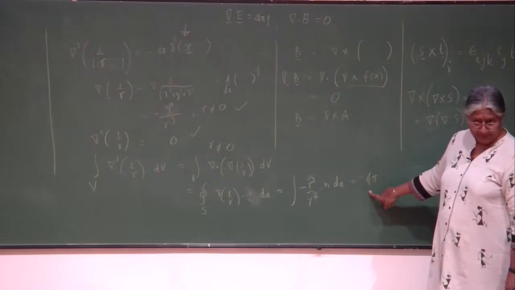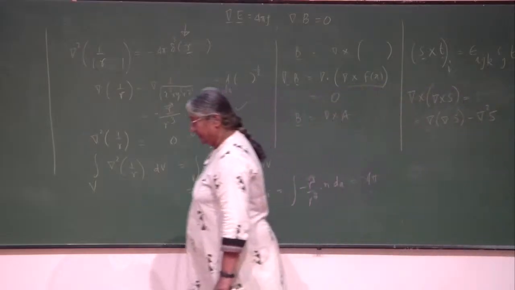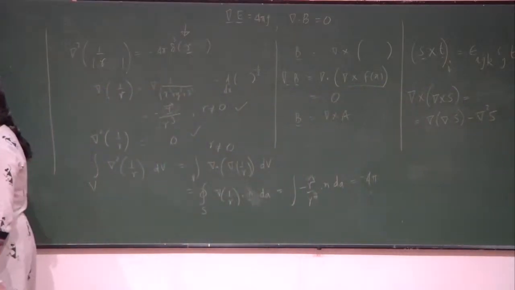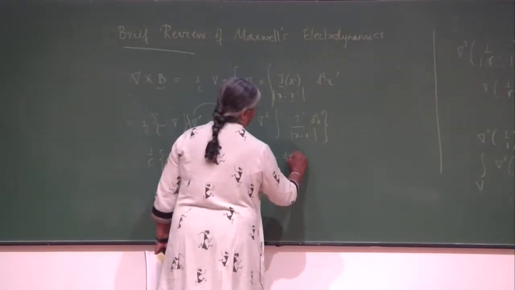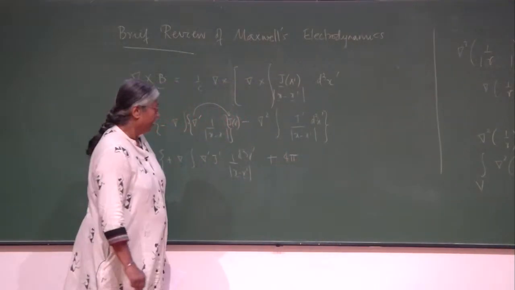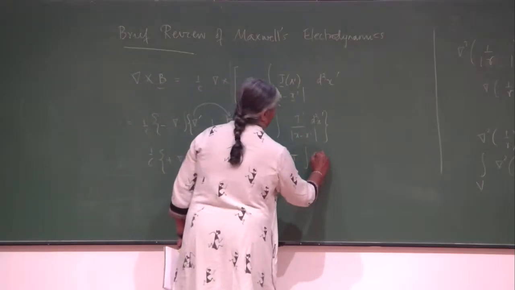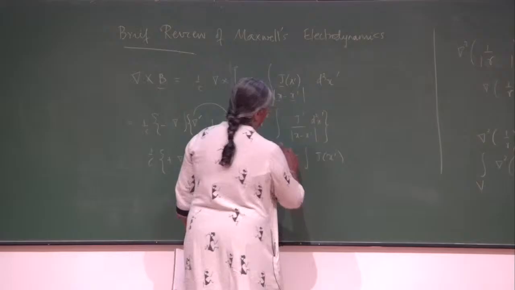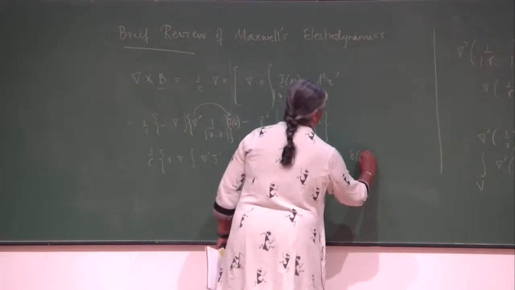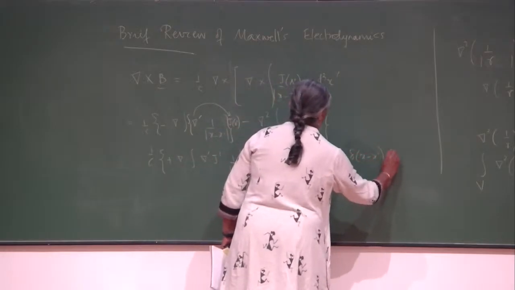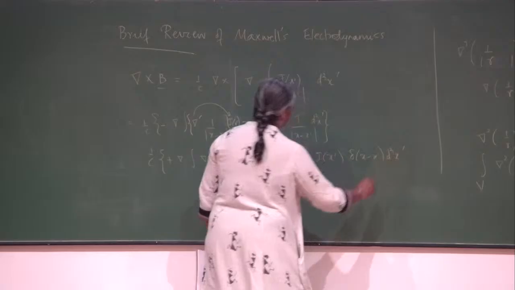Is it clear? So this is therefore minus of minuses plus 4 pi. I have the integral of j of x prime delta of x minus x prime d cubed x prime.